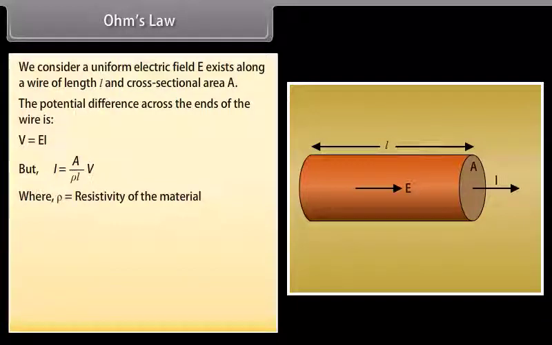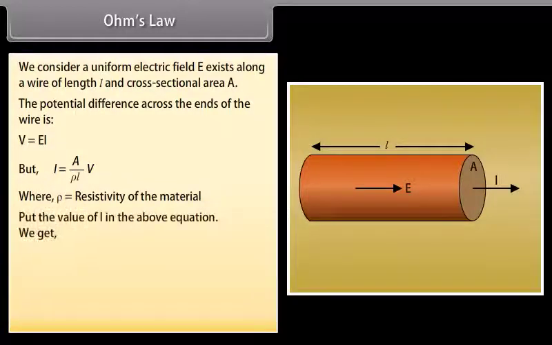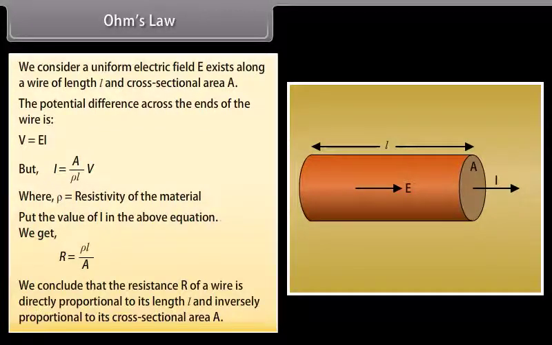resistivity of the material. Put the value of I in the above equation. We get the value of resistance, which is equal to rho L upon A. We conclude that the resistance R of a wire is directly proportional to its length L and inversely proportional to its cross-sectional area A.